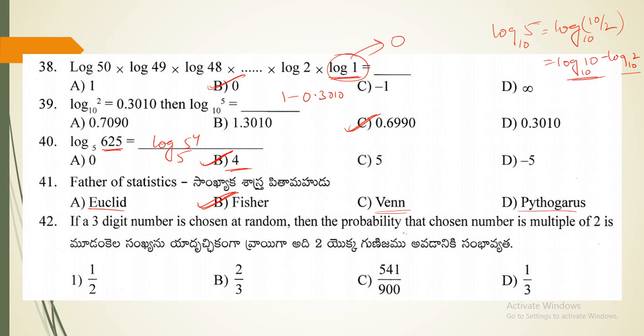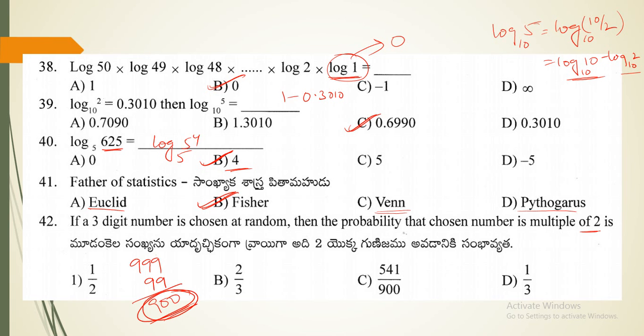Next, John Venn introduced Venn diagrams. If a 3-digit number is chosen at random, then the probability that the chosen number is a multiple of 2. So how many 3-digit numbers are there? If I consider 999 numbers, till 99 we have 2-digit numbers. If I subtract this, totally I have 900 3-digit numbers.